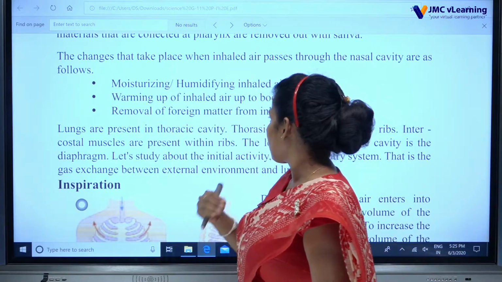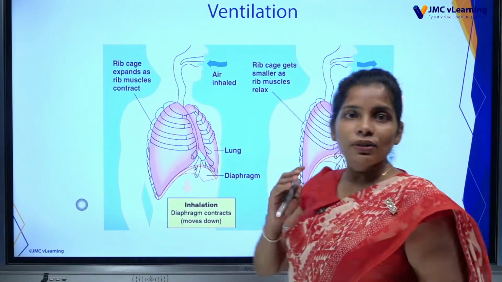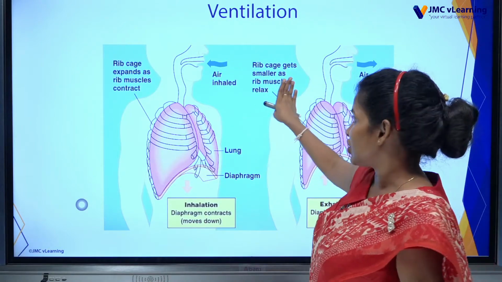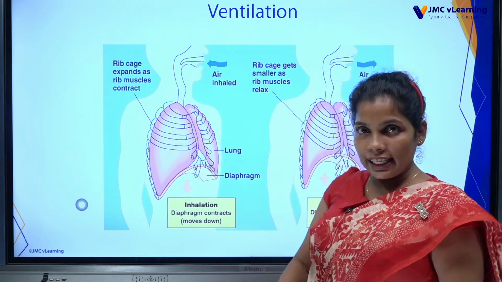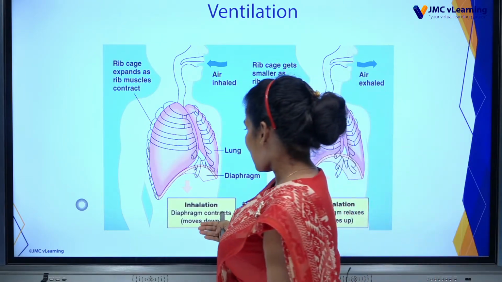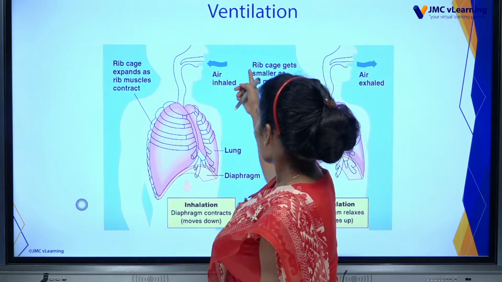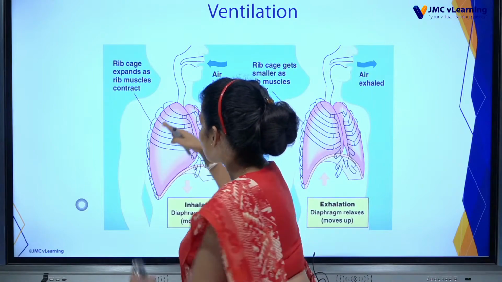Removal of foreign matter from inhaled air. Now this is the most important part. What we call it is ventilation. That means inhalation and exhalation. When the inhalation is here, what is it? Air inhaled. And what happened to the rib cage?